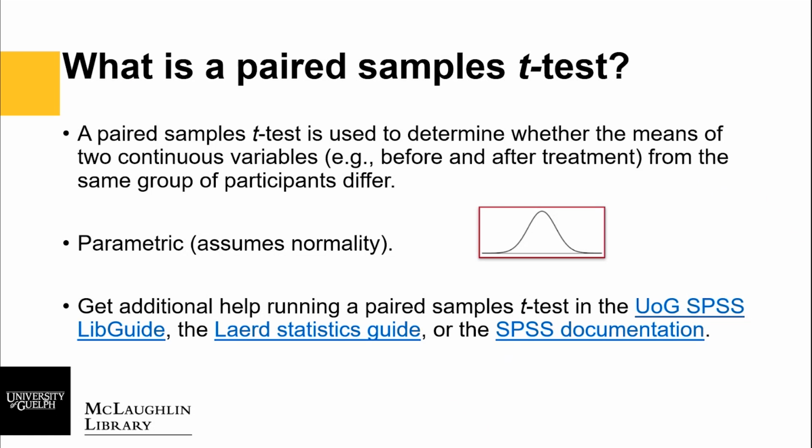The trick with the paired samples t-test is it has multiple different names. So it might be called a dependent t-test, a repeated samples t-test, or a matched pairs t-test. So today we're just going to call it paired samples t-test.